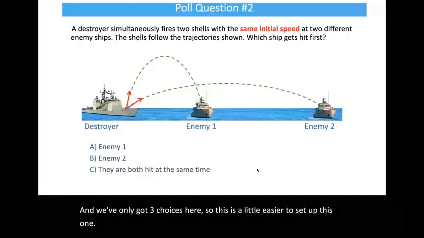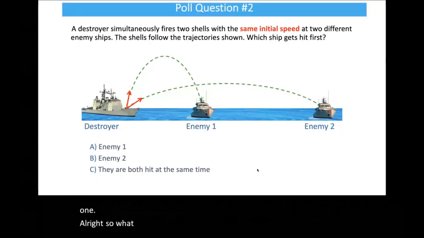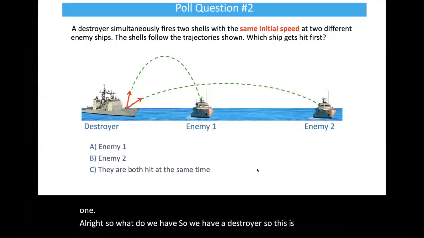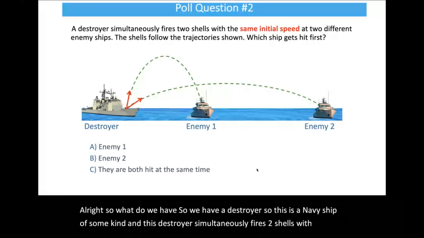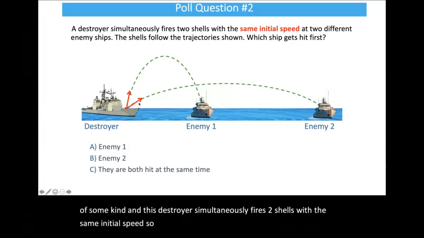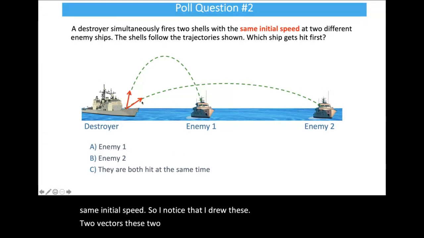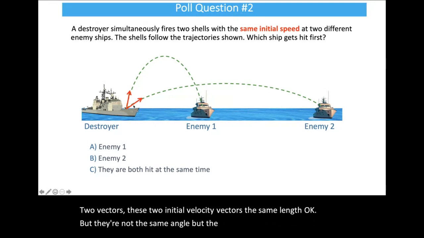All right, so what do we have? We have a destroyer, a Navy ship of some kind, and this destroyer simultaneously fires 2 shells with the same initial speed. Notice that I drew these 2 initial velocity vectors the same length, okay? They're not the same angle, but they're the same speed.